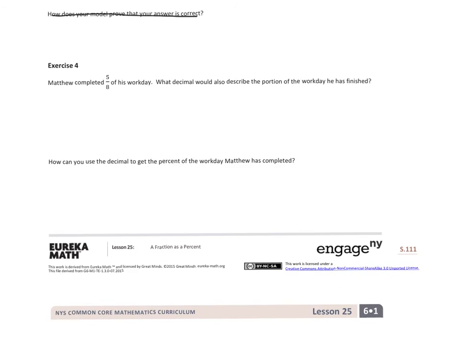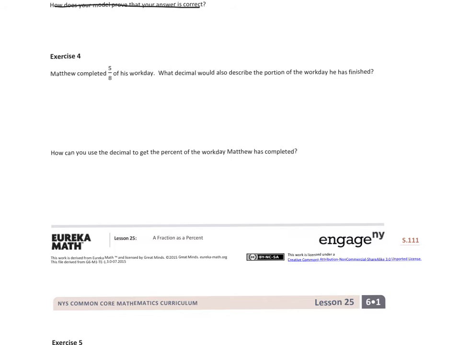talks about Matthew, who's completed 5/8 of his workday. So this becomes a little more complicated when we say 5/8. There's our part, there's our whole. The whole workday is cut up into 8 parts. We want to get it to 100. The problem is it's not so easy, is it? There are a few ways we can do it. We want to say 8 times what will get us 100, and we know that quite often students will say, there's nothing, you can't do anything. But we could. There's a few things that we could do.